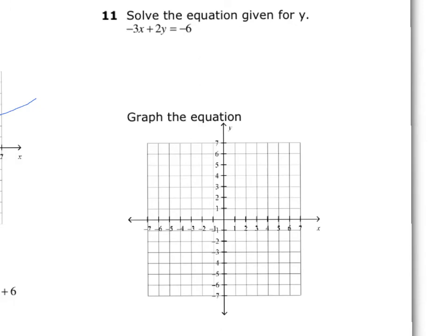Okay, for number 11, it's a two-part. It says solve the equation given for y. So that means we need to put it into y equals mx plus b. So y equals mx plus b. And then after we get it into slope-intercept form, we need to take that equation and graph it onto the graph. So we'll start with the first part. We need to get it into y equals mx plus b.